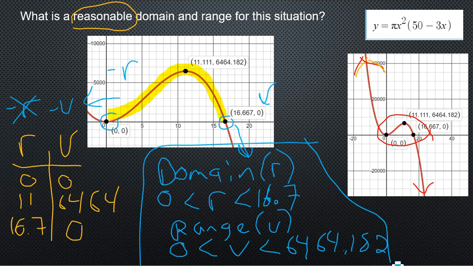Now, this graph over here in red, the domain and range is all real numbers because it goes left and right forever, and it also goes up and down forever. So we would say, in this case, our domain and range for this one would be all real numbers for both domain and range.